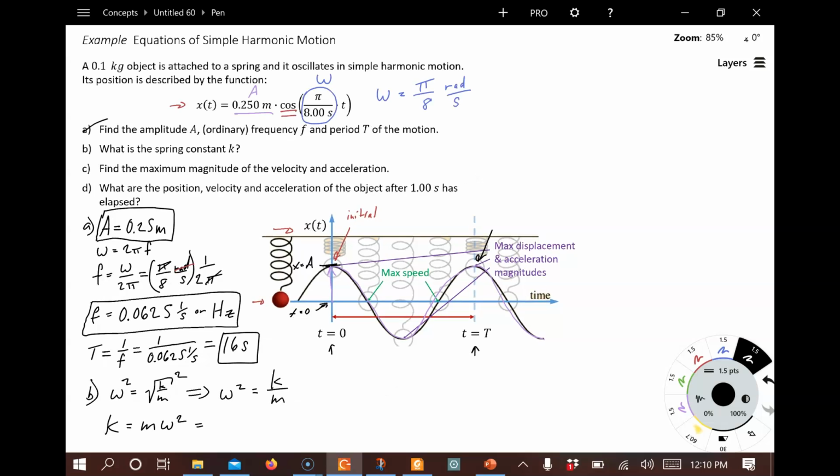Now we know what the mass is here. This is a 0.1 kilogram object.